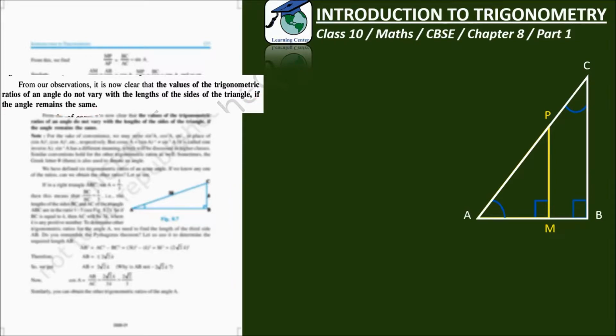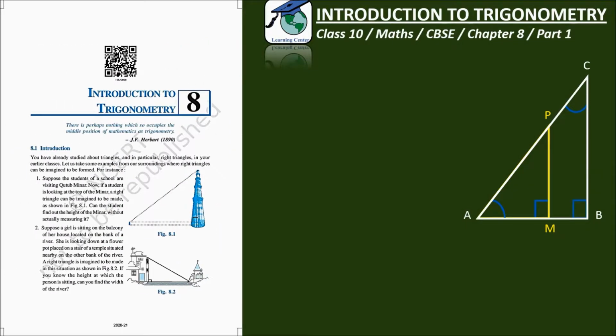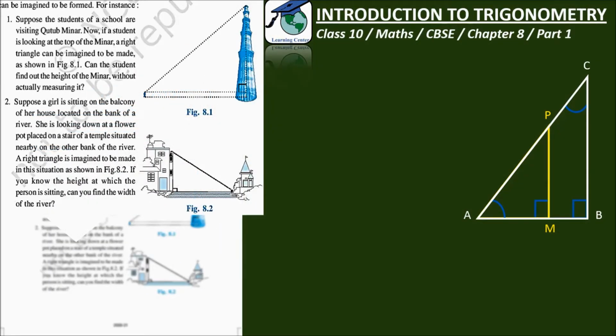Let us see some examples of how this trigonometric ratio can help us in measuring various distances. We will go back to your textbook page 1 where they have given some examples. Here is the first example of Qutub Minar. If I need to measure the height of Qutub Minar, can I use trigonometry to do it? Suppose I am standing here and I have an instrument that can give me the angle and the measurement from me to the top of Qutub Minar. So I can find the height of Qutub Minar by using trigonometric ratio.